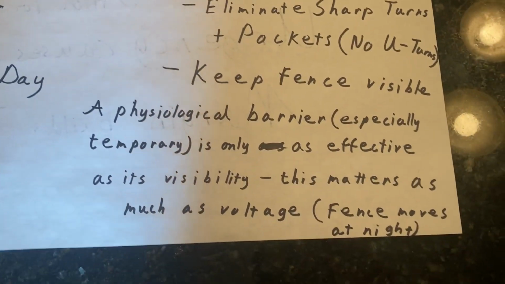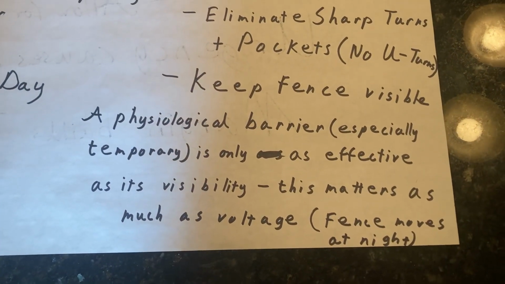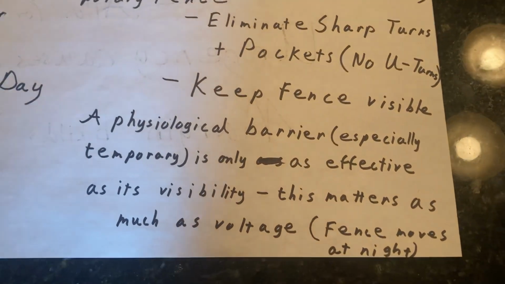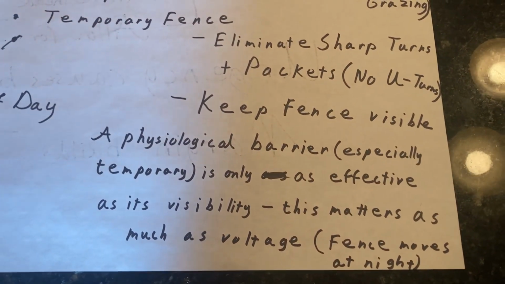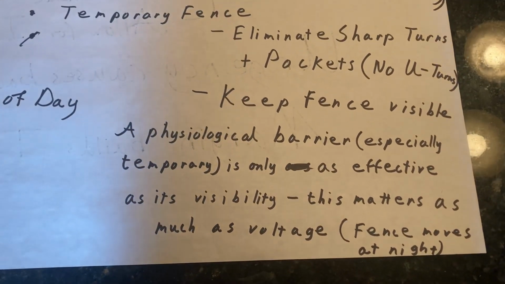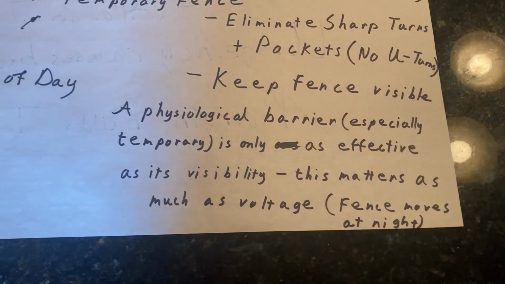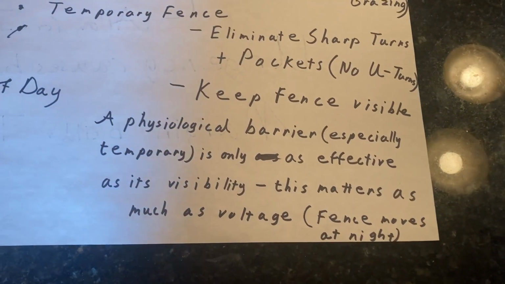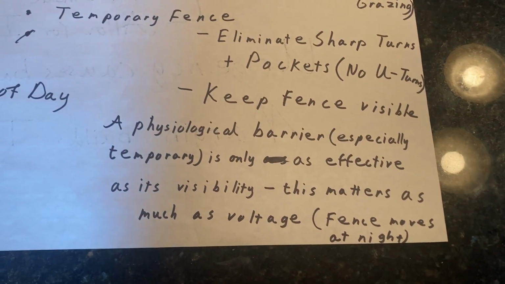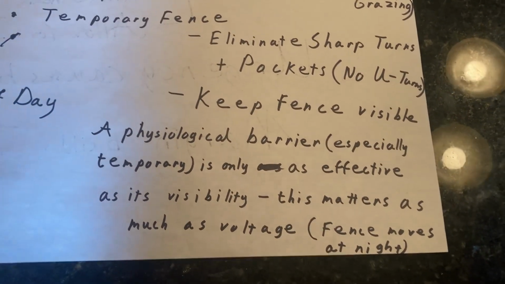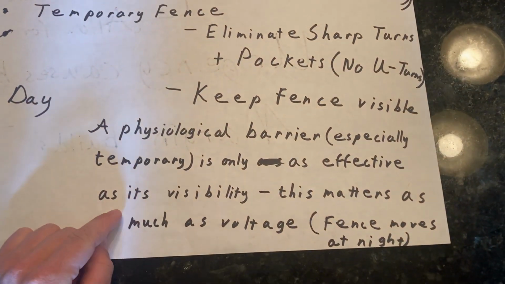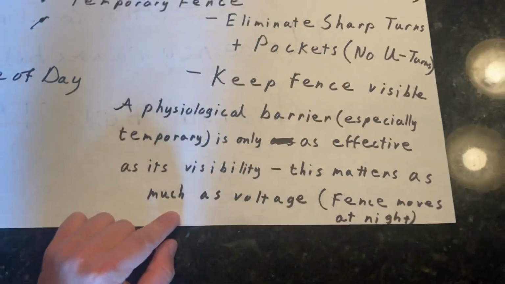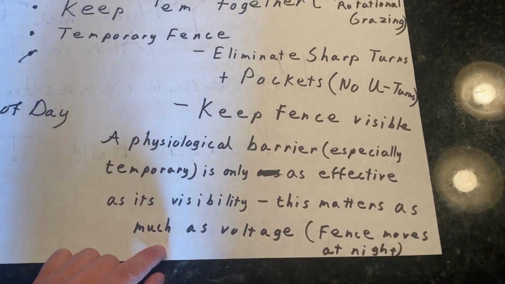What I've concluded is that it's a psychological barrier. That's pretty much all electric fence, and it's especially true in relation to polywire and temporary setup for lanes and or check fences. We're not talking semi-permanent fences that your animals have known for 5 or 6 rotations or more. We're talking temporary fence. It's only going to be as effective as its visibility. And this matters as much as the voltage on the fence.